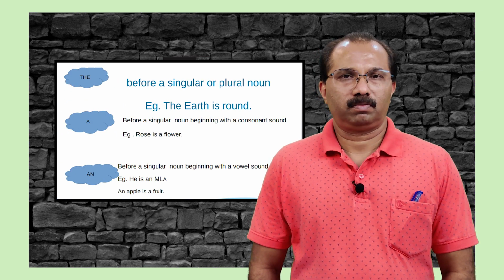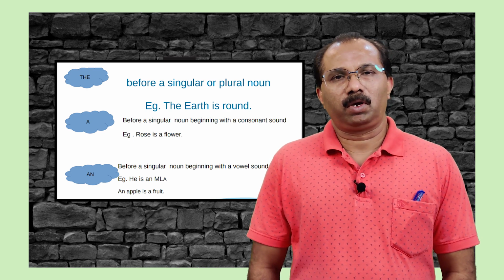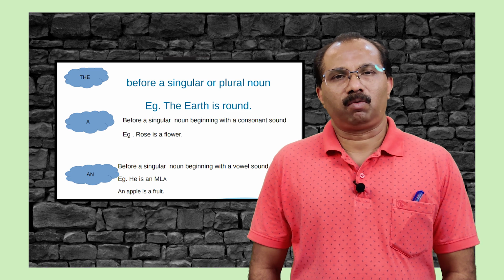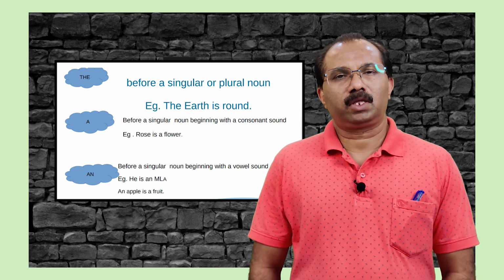So let us think about each one in detail. First, the definite article the. The definite article the can be used both before singular and plural nouns. For example, the earth is round. There you might have understood the earth means the earth that we all know, the earth that we live in. So the earth is round.